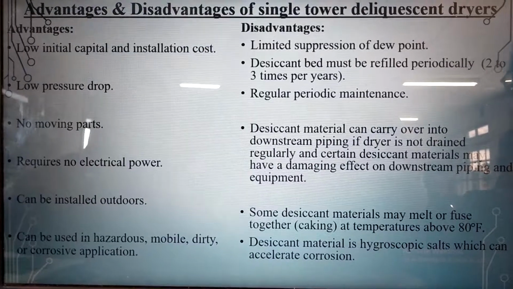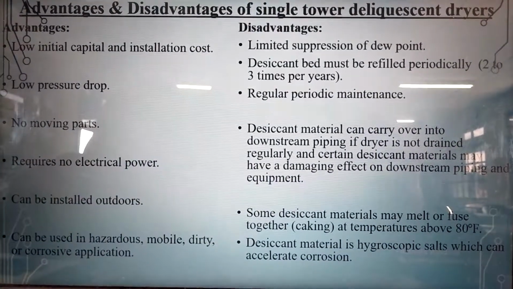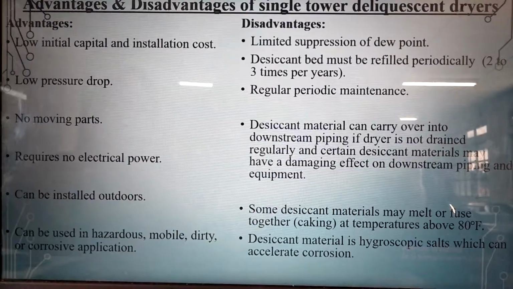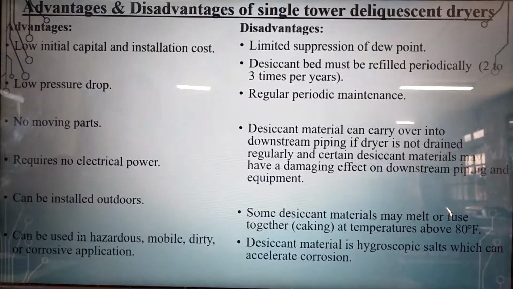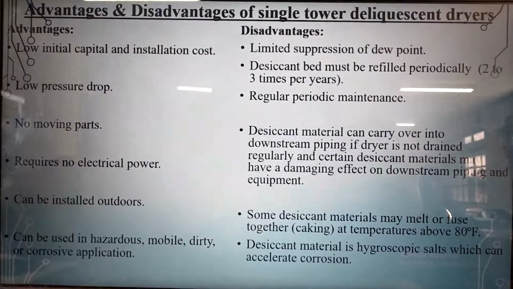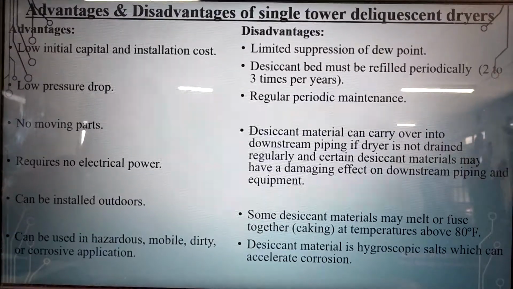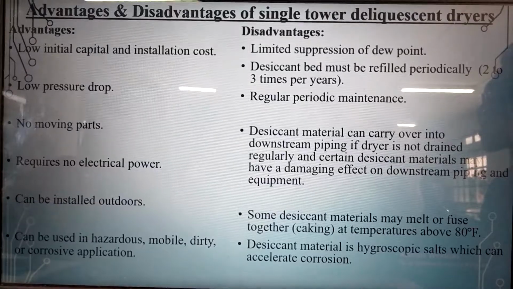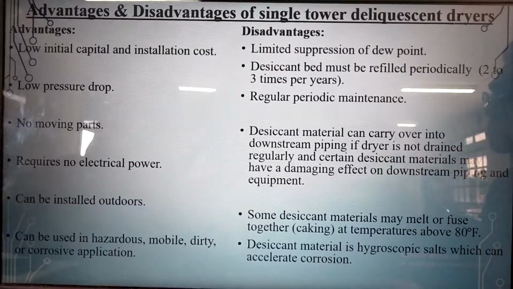Advantages and disadvantages of single tower deliquescent dryers. Advantages: low initial capital and installation cost, low pressure drop, no moving parts, requires no electrical power, can be installed outdoors, and can be used in hazardous, mobile, dirty and corrosive applications.